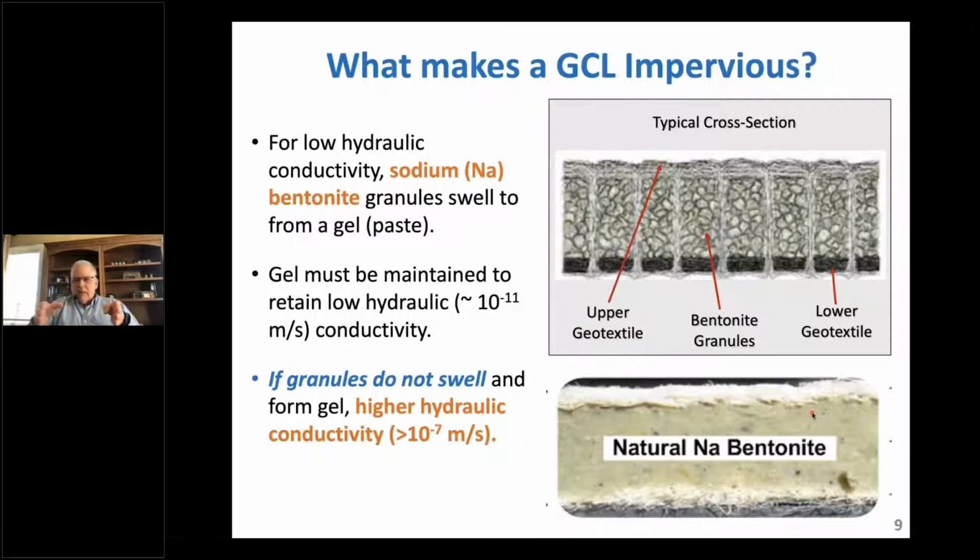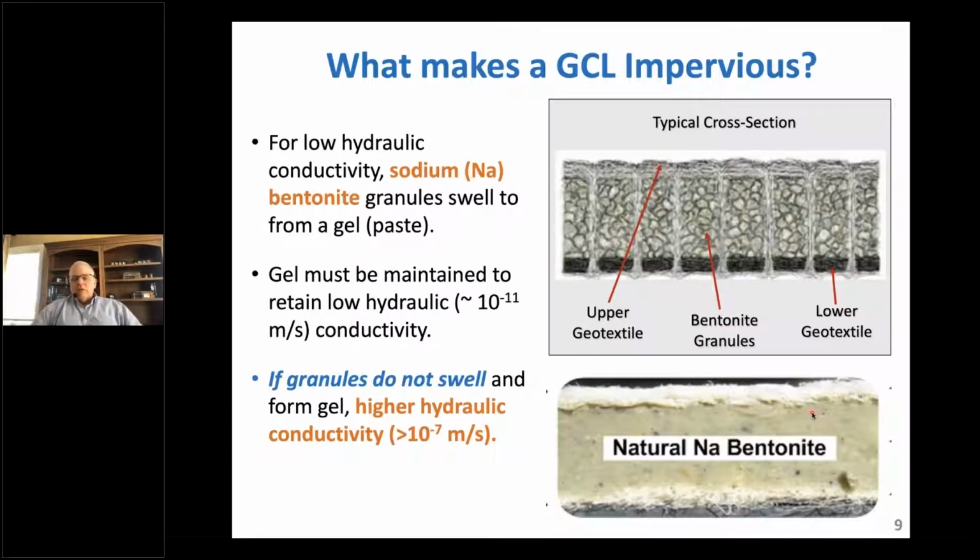And for us to understand how to evaluate GCLs and how to assess chemical compatibility, we have to really have a sound grounding in the geochemical principles that affect the hydraulic conductivity of GCLs. So I present this each time in each one of these webinars because I want to come back to these ideas because they're so fundamentally important to understanding how these materials behave.